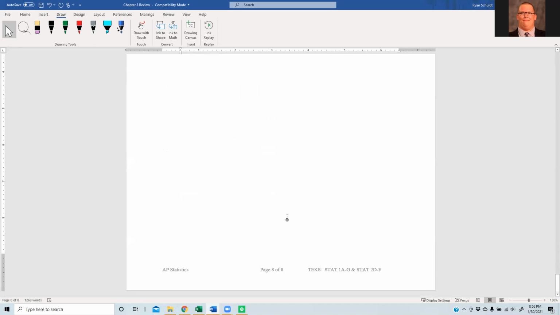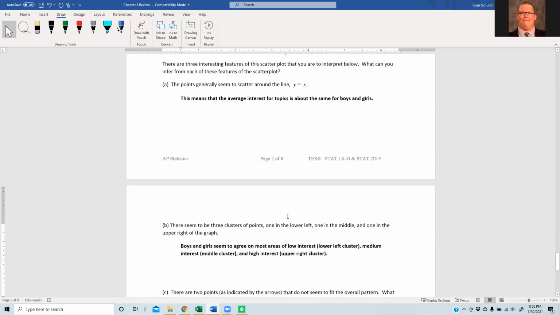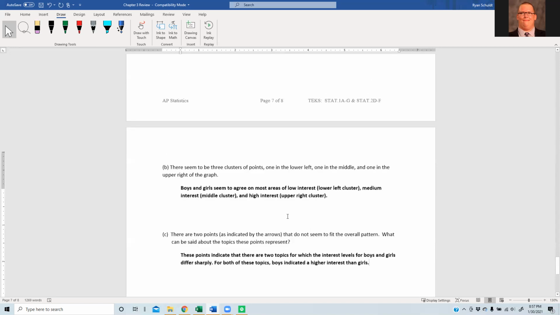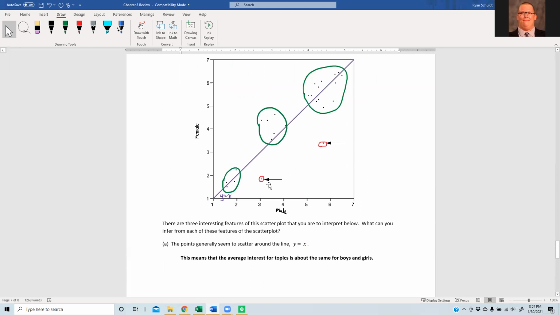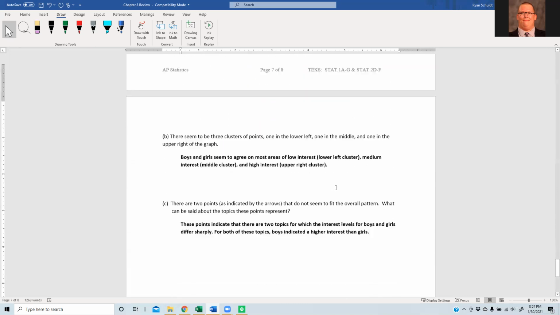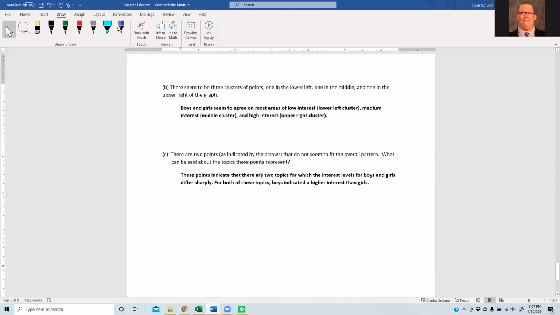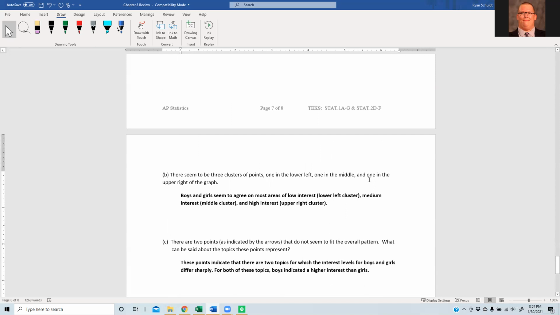Okay, so that's really all we had to do here. Now, one thing I want to point out on this problem, notice how I theorized what the topics could be in my head, but I never actually said it. I just stated the facts. There's two interests where they differ. In both cases, boys have a higher interest than girls. We don't know. Let's not theorize. Let's just leave it to pure statistical facts.